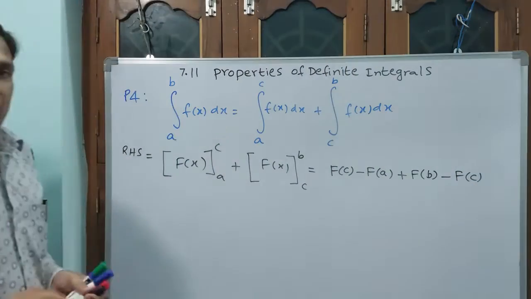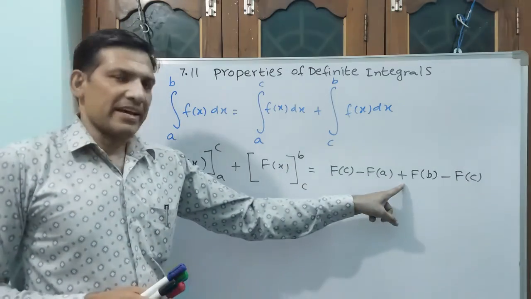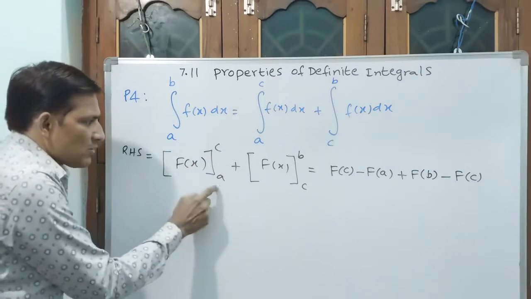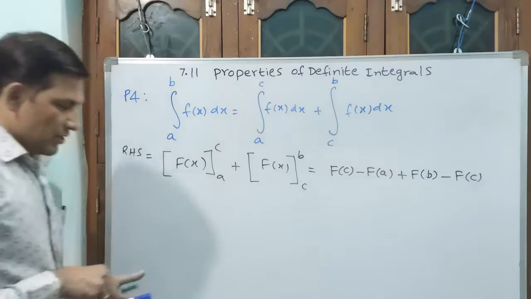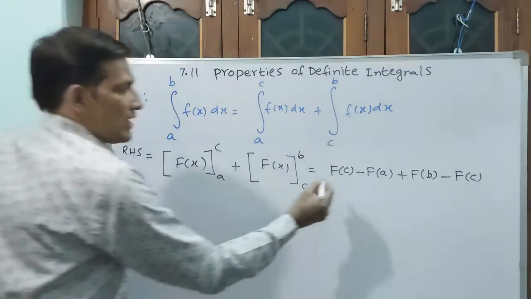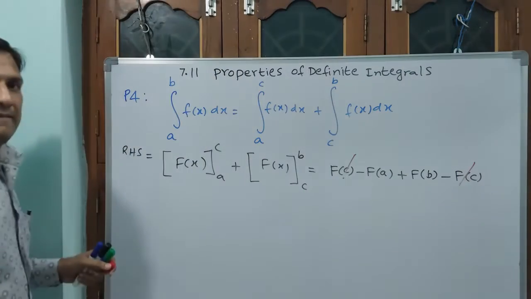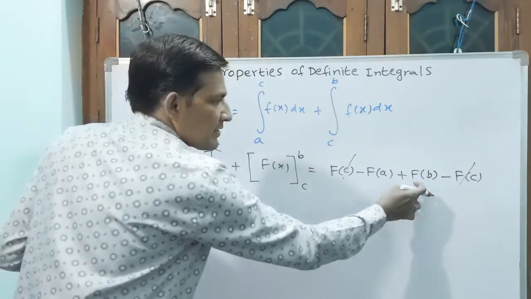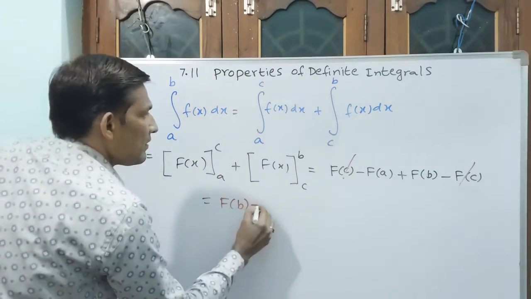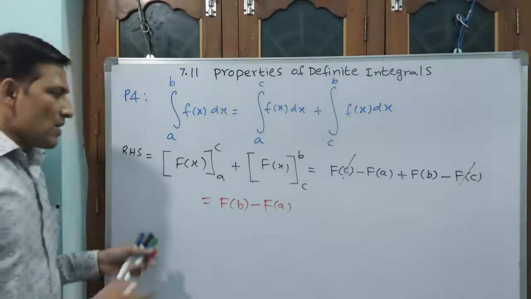Is it okay? See, I have not put any bracket or parentheses. Why? Because plus is there. If plus is there, you need not keep them. F of c minus F of a, F of b minus F of c. Is it okay? Definitely okay. Now, come back. See, plus F of c minus F of c, both are going to get cancelled. Minus F of a plus F of b. Shall I write it like this? F of b minus F of a.